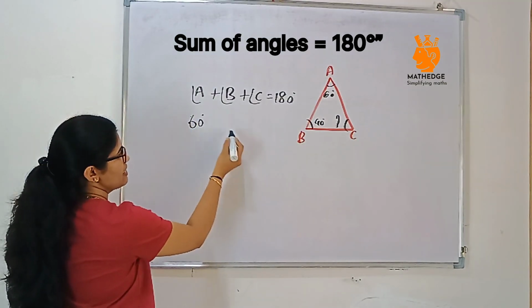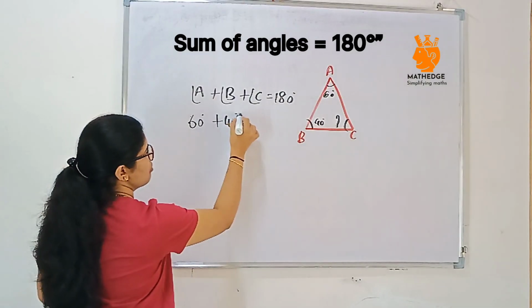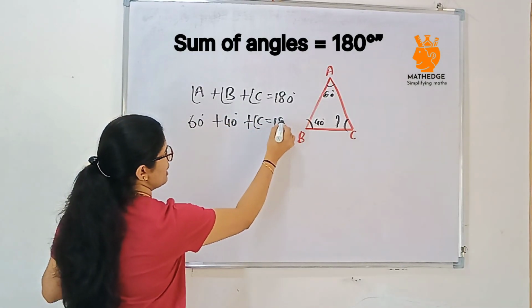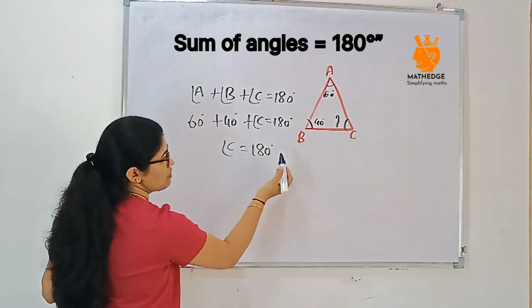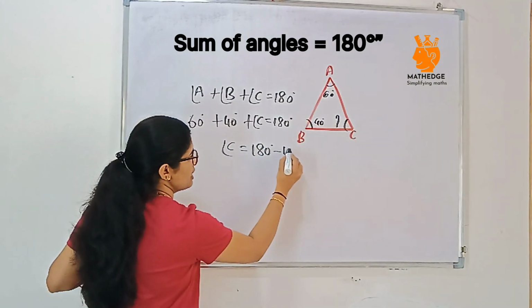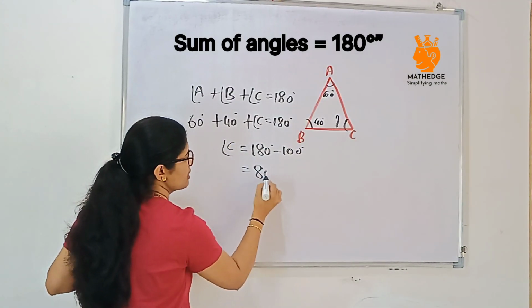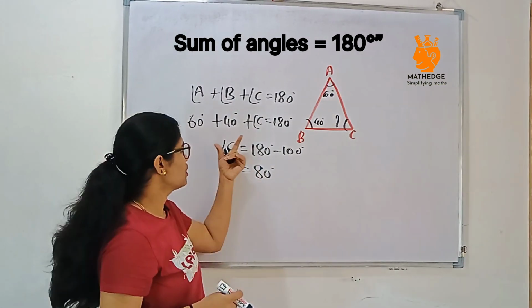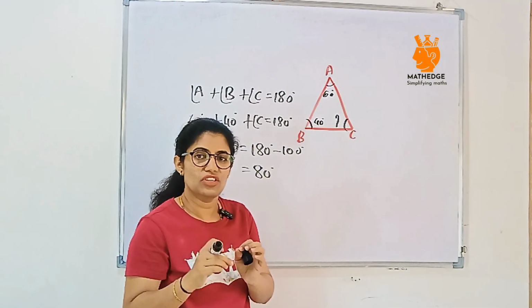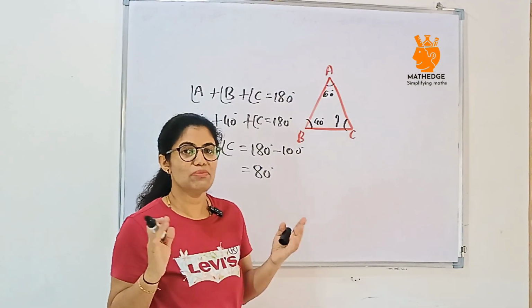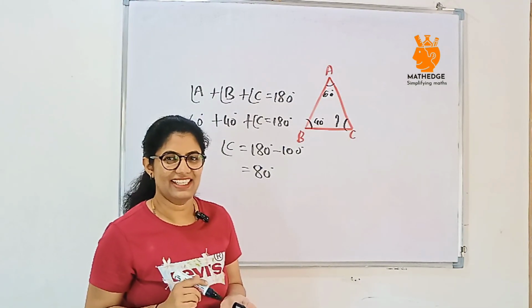Or you can do it like this also. Angle A is 60 and angle B is 40, then angle C is equal to 180 minus (60 plus 40), which is 100, so 80. If you practice, without doing this you can directly write it: given 2 angles of a triangle, we can calculate the third angle by the angle sum property of a triangle.